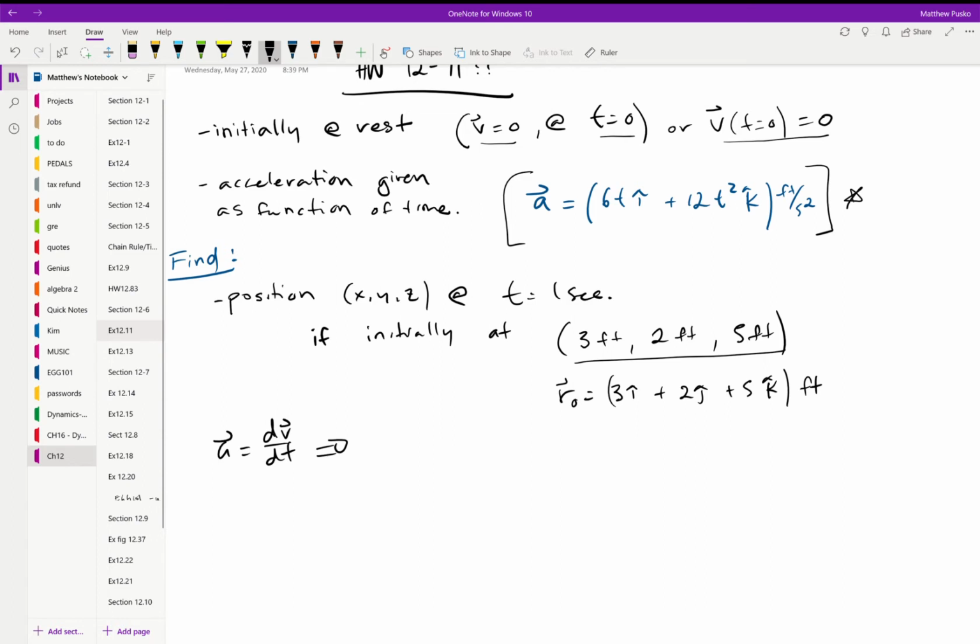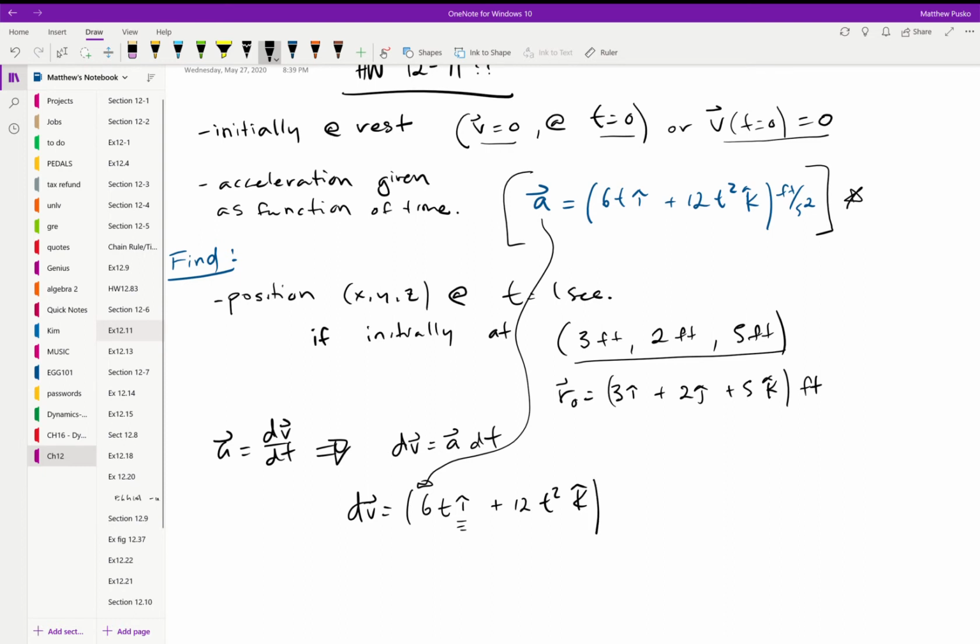I can separate those variables and get dv is equal to the acceleration times dt. And we're going to integrate that. Let's go ahead and plug in acceleration. We have 6t in the i, don't drop your i and j or k components, plus 12t squared in the k. We have no acceleration in the j direction.